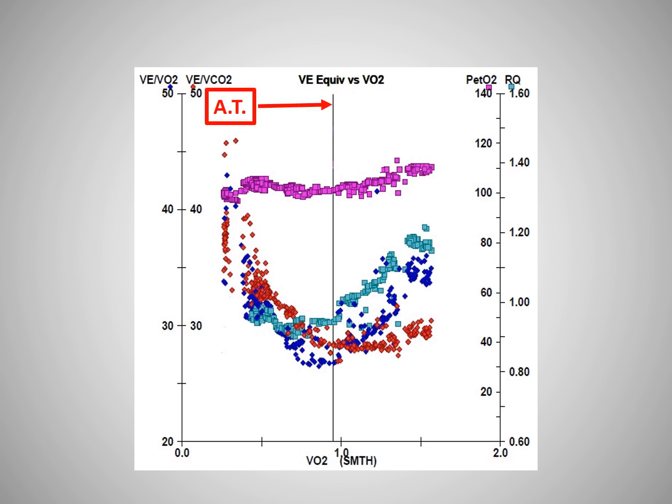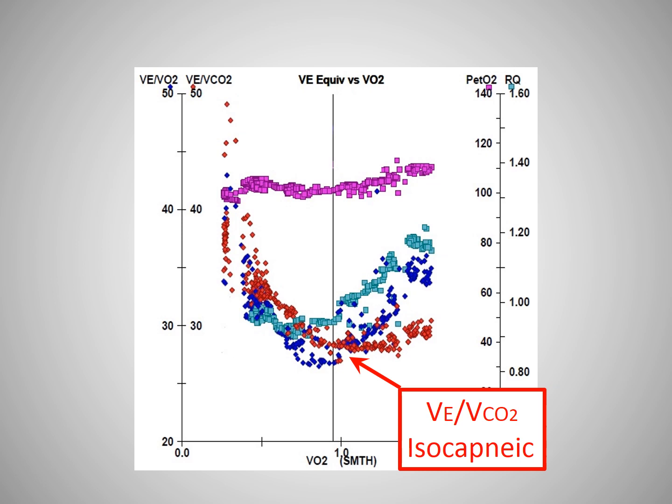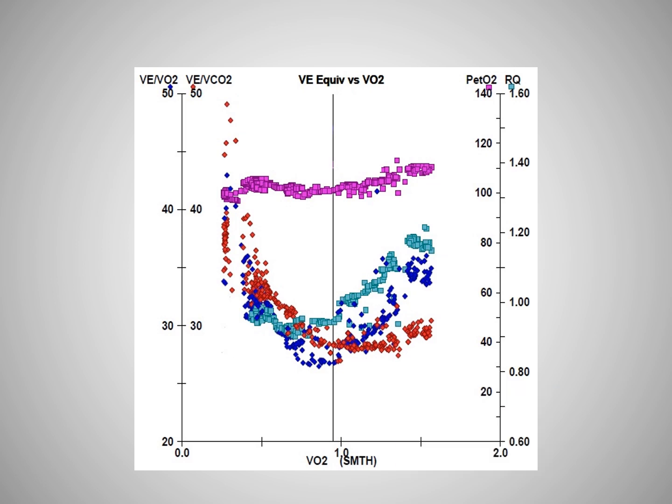In this first patient, we can see that where we are drawing the line for anaerobic threshold, the blue dots representing the ventilatory equivalence for O2, or the VE to VO2, reach the lowest point before starting to go up, while the tracing for the ventilatory equivalence for CO2, or VE to VCO2, is plateauing, reaching isocapnic ventilation. And at the same time, the respiratory quotient, the turquoise points, start to increase, while the P-end-tidal O2, in purple, starts to drift upward.